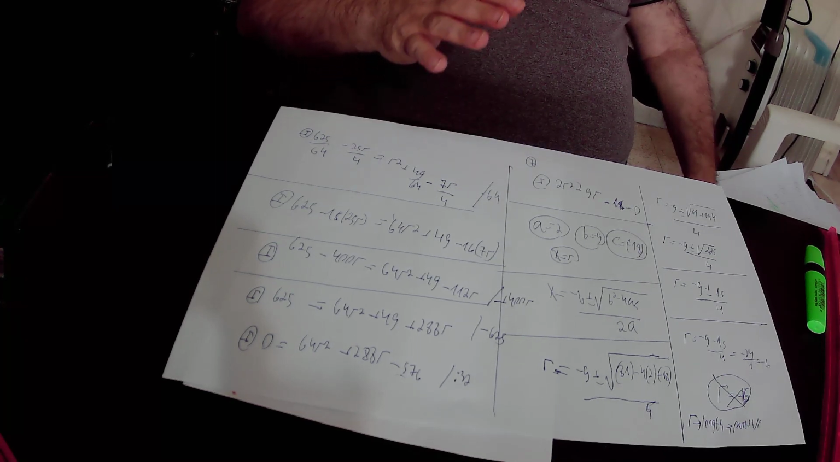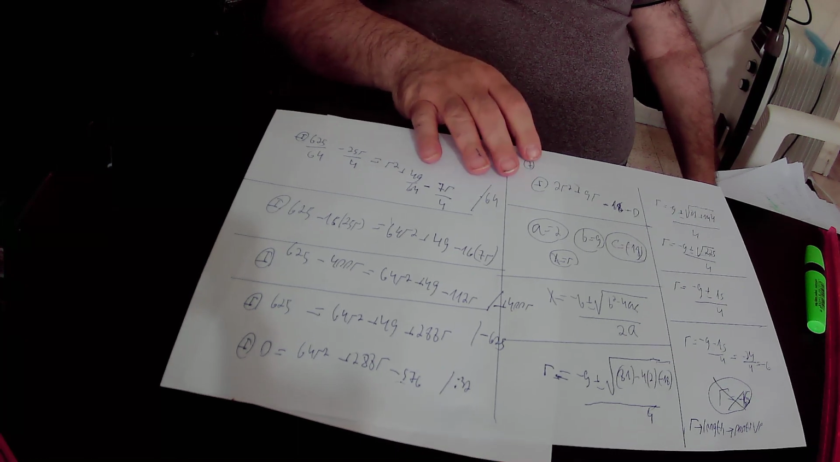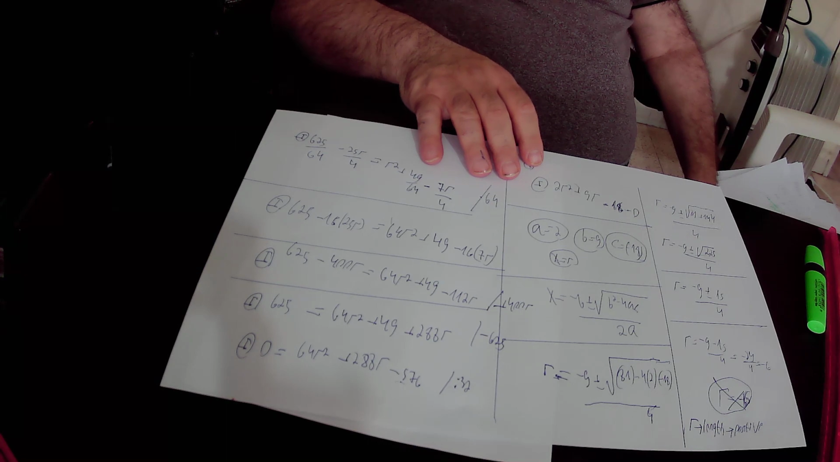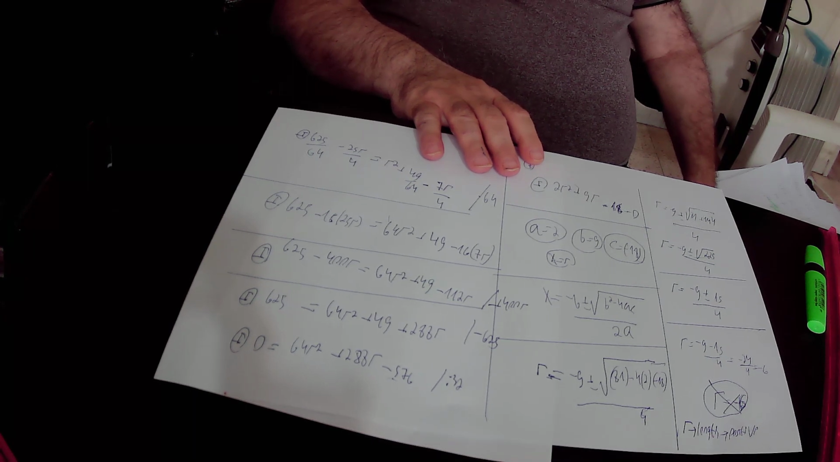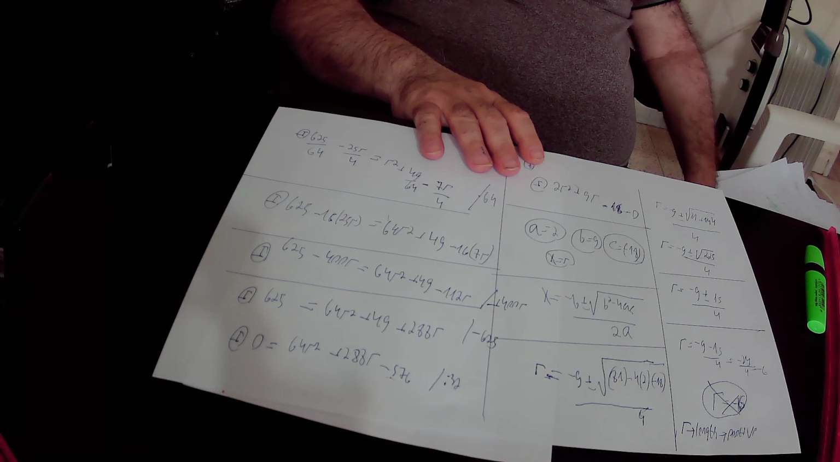So we have here a quadratic equation. The coefficient A of this quadratic equation equals 2, the coefficient B equals 9, and the coefficient C equals minus 18. And the variable that we are looking for in this quadratic equation is r. So x equals r. R is the radius of the small circle.